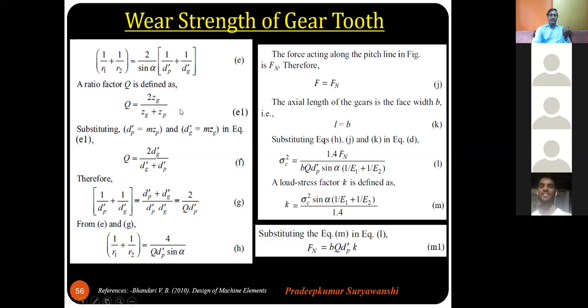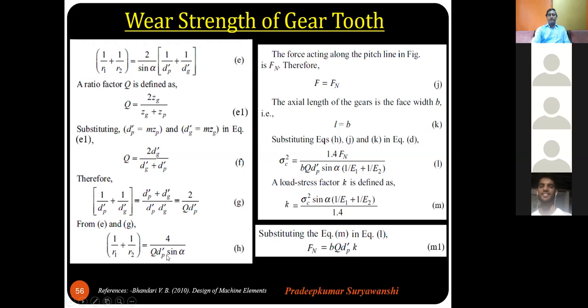So this can also be written as 2I upon I plus 1, which is actually mentioned in the data book. Okay, so now we have expressions or equations G and E in front of us. Combining these two, we can express the radii of the contacting cylinders in the form of ratio factor, diameter of the pinion, and pressure angle as shown here. So we arrive at 1 upon R1 plus 1 upon R2 as this.